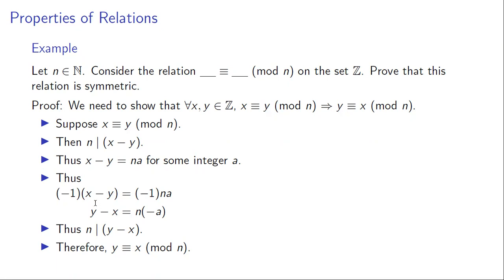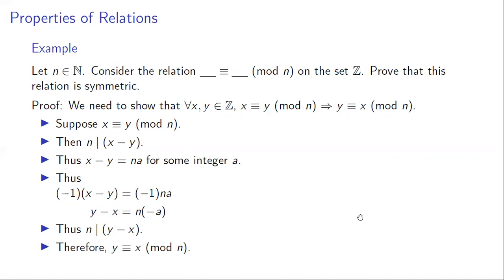If you think about it a little bit, you can get that by multiplying both sides by -1. You multiply this side by -1, which gives you y minus x, which is what we're looking for. And then, of course, you have to multiply the other side by -1 as well. And then you get this. That allows you to conclude that n divides y minus x, because you have y minus x equals n times an integer. And that allows you to conclude that y is congruent to x mod n.